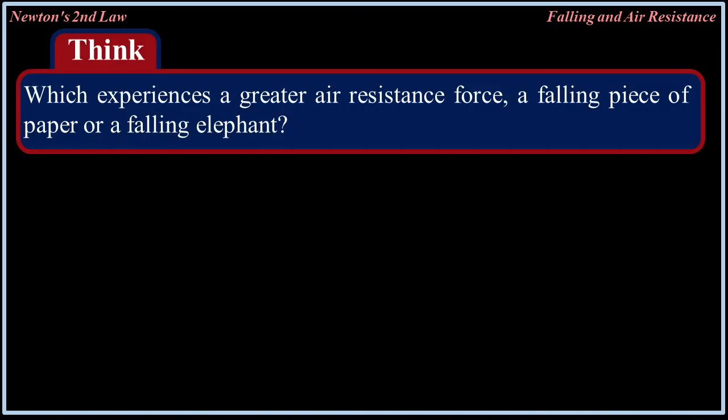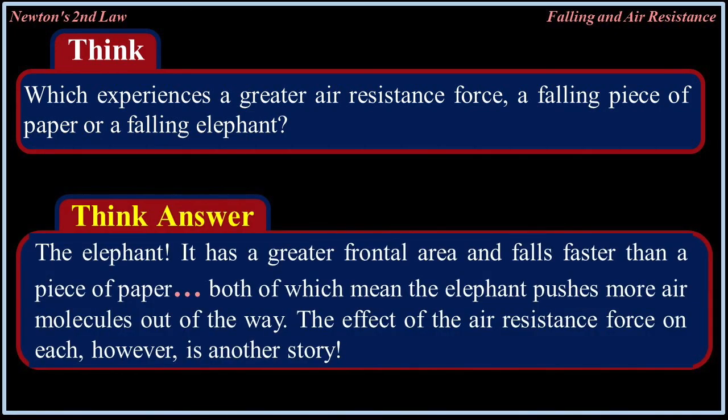Which experiences a greater air resistance force? A falling piece of paper or a falling elephant? The elephant. It has a greater frontal area and falls faster than a piece of paper, both of which mean the elephant pushes more air molecules out of the way. The effect of the air resistance force on each, however, is another story.